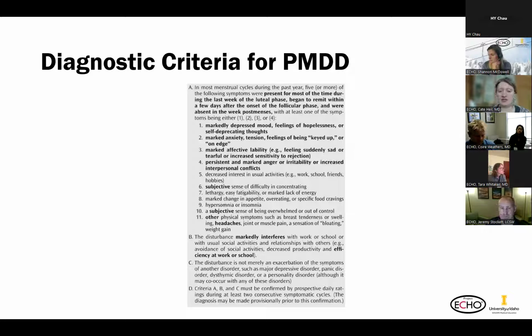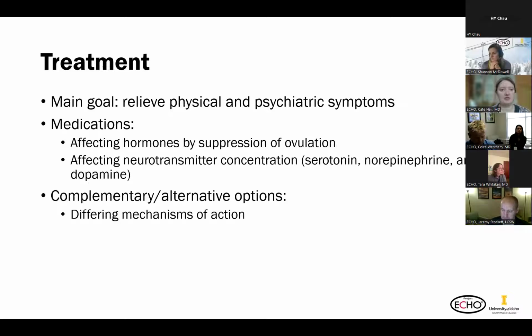And then this is the diagnostic criteria for PMDD from the DSM-5. And then, what do we do once we have this diagnosis? We want to think about treatment for folks. The goal of treatment is to relieve both physical and psychiatric symptoms. We have a couple of different medication classes, I should say, that are used most frequently or approved or have stronger evidence.